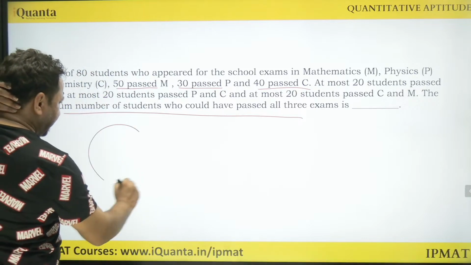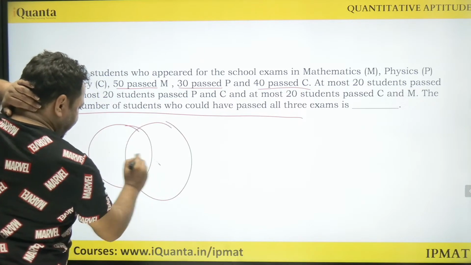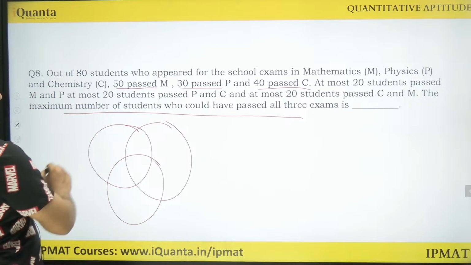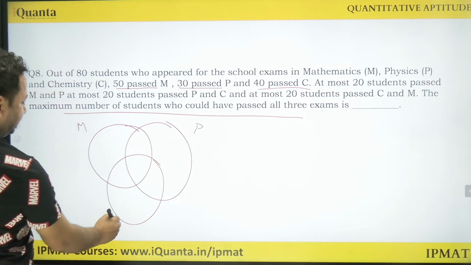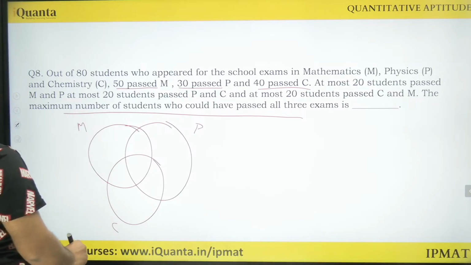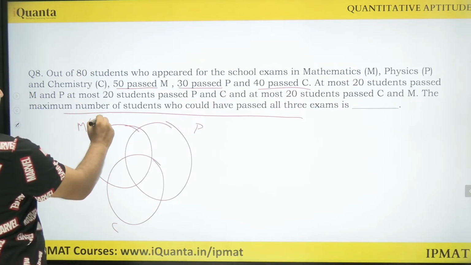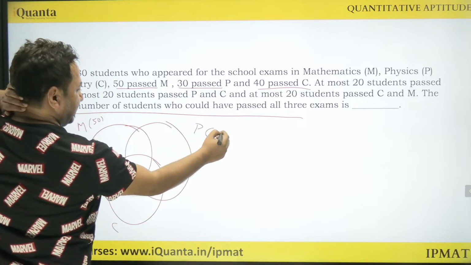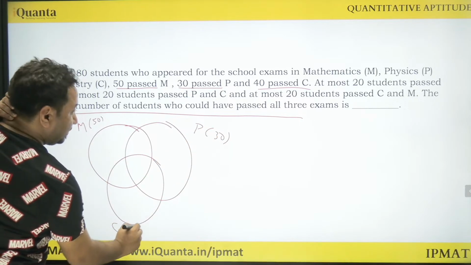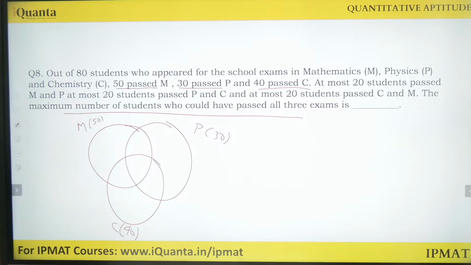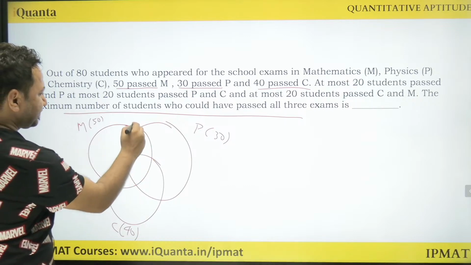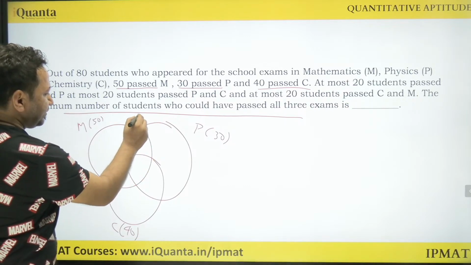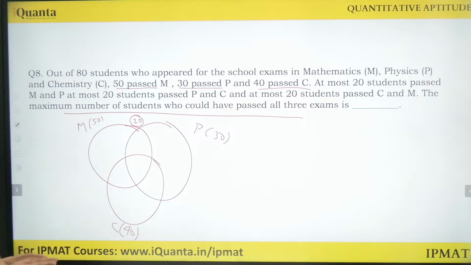So here we can make a Venn diagram, isn't it? A Venn diagram like this. Here we have mathematics, here we have physics, and here we have chemistry. In mathematics, 50 had passed. I'm writing 50 over here. In physics, there's 30, and chemistry number was 40. Cool. What else? 20 passed M and P. So this part, at most 20 passed. So I'll just write 20 over here, just for the sake of reference.